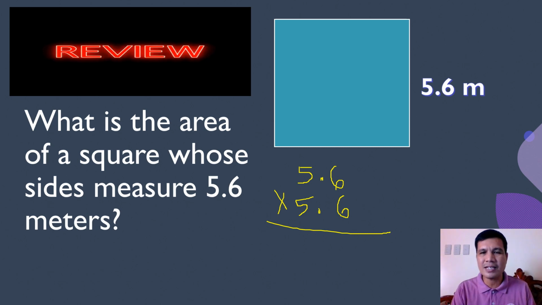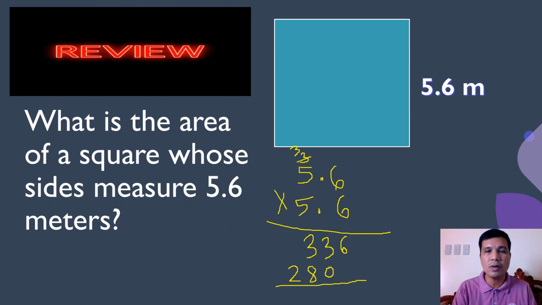6 times 6, 36. Regroup 3. 6 times 5 is 30, plus 3 is 33. Next number, we are going to multiply 5. 5 times 6 is 30. Regroup 3 again. Then 5 times 5 is 25, plus 3 is 28. Then this is what we called our partial product.